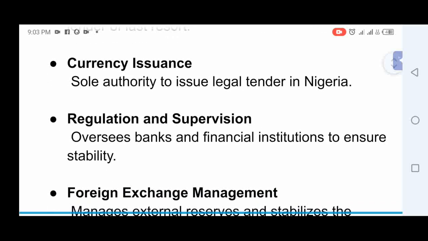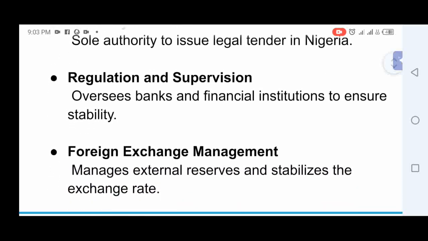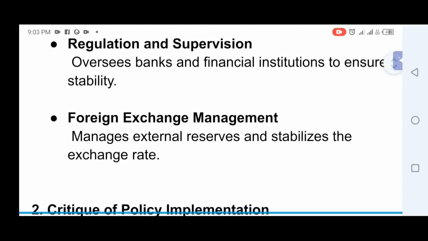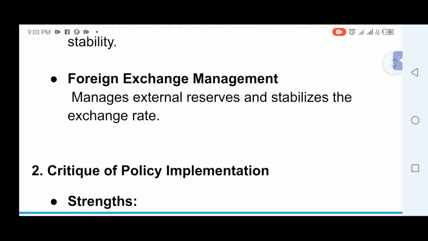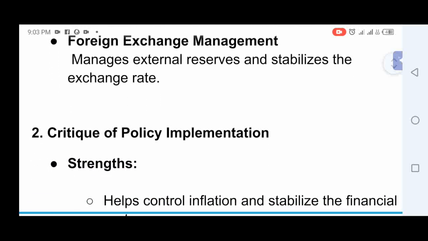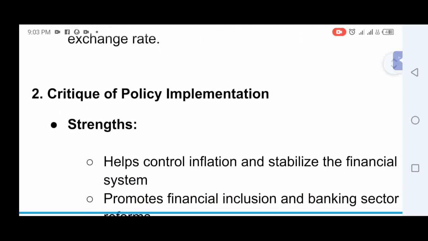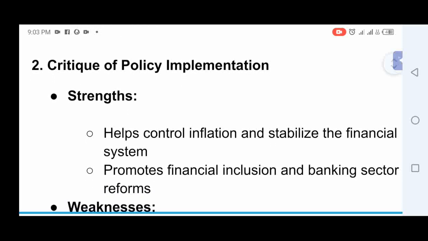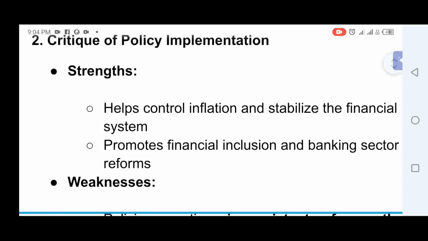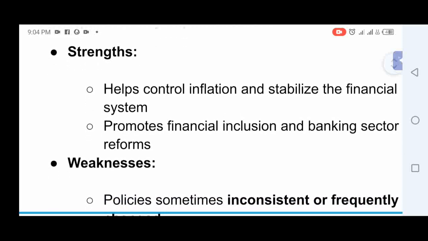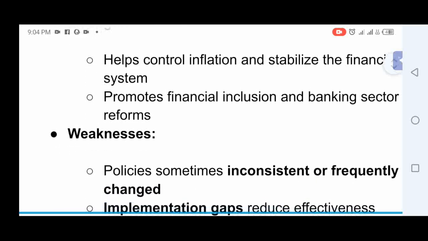Another one is regulation and supervision. It oversees banks and financial institutions to ensure stability. Next is foreign exchange management. It manages external reserves and stabilizes the exchange rates. Critique of policy implementation. Strengths: it helps control inflation and stabilize the financial system. It promotes financial inclusion and banking sector reforms.